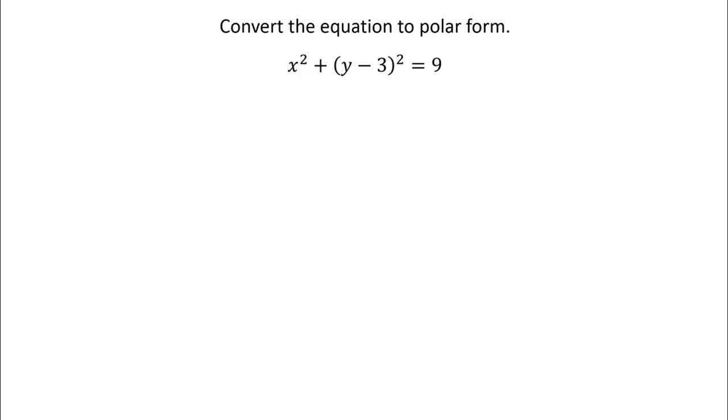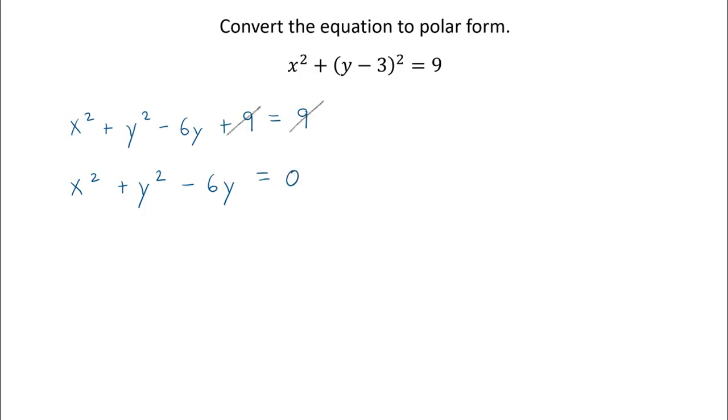So if we square the difference of y minus 3, we will have x squared plus y squared minus 6y plus 9 on the left side of our equation equal to 9 on the right side of the equation. And I notice here that if I subtract 9 from both sides of this equation, the 9's cancel out. So that'll leave me with x squared plus y squared minus 6y equals 0.